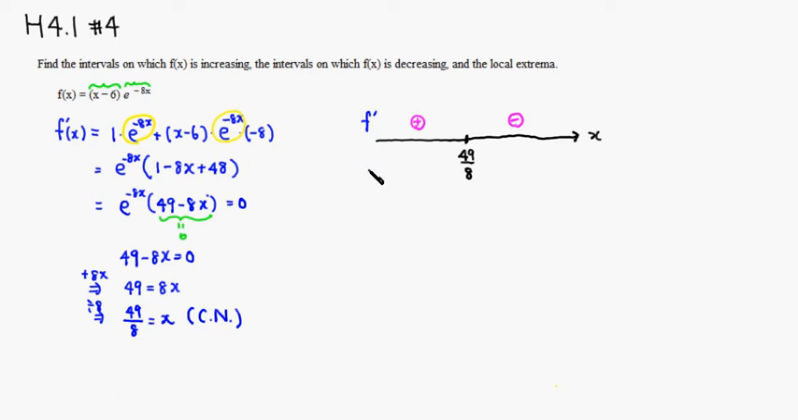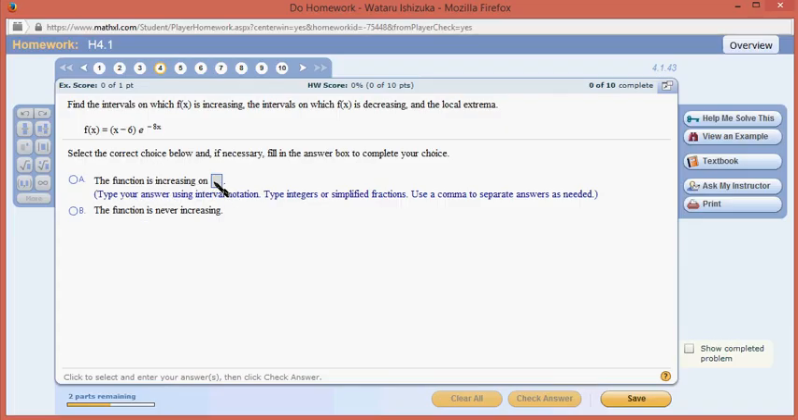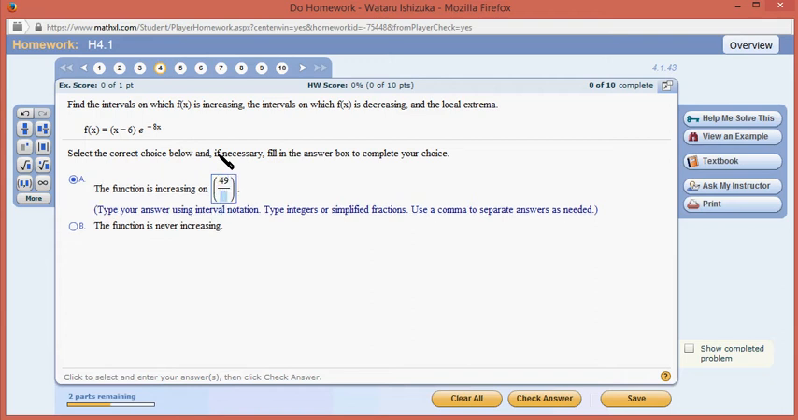Looking at the first derivative, positive means that the original function is increasing. And after that, it's decreasing. So by the first derivative test, increasing turning into decreasing means that you're going to have a local maximum there. So let's type it in. The function is increasing on, it's before 49 over 8, so it's negative infinity to 49 over 8. It's increasing up to that point.